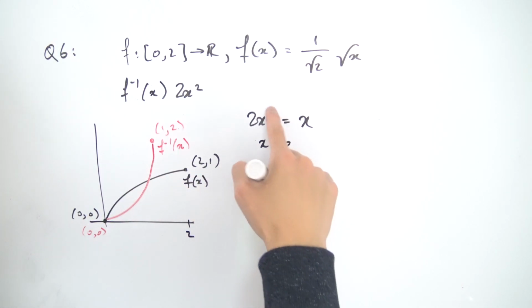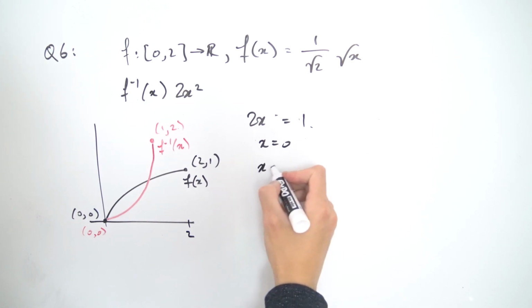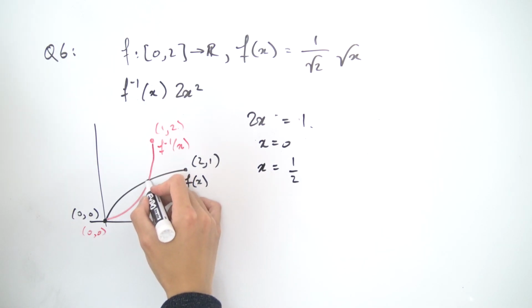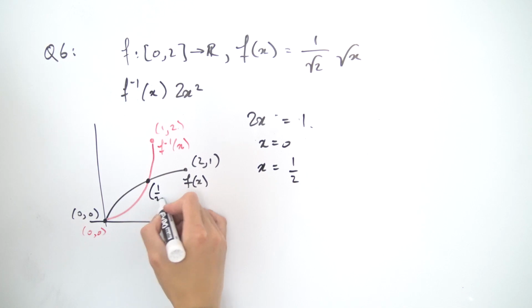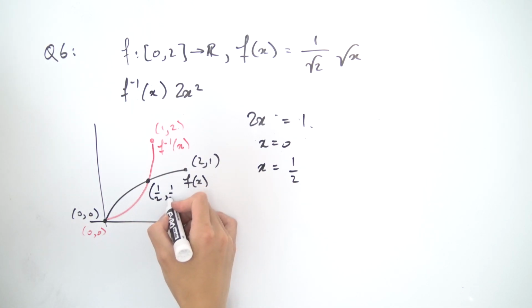Or if you cancel some x's out, you get 2x is equal to 1, which means x is equal to a half. So this intersection point is in fact at x equals 1/2, and since it lies on the line y equals x, the y coordinate is also equal to a half.